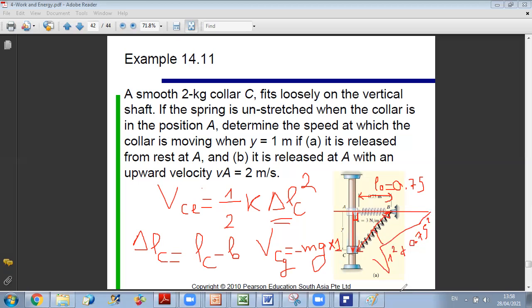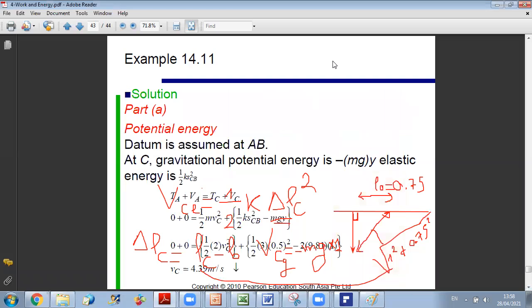And now I can subtract to get delta L at C. All I have to do is replace the value here and subtract 0.75. Once I get delta L at C, I can apply the conservation of mechanical energy, and the only unknown will be the velocity at C. So let us see the details.